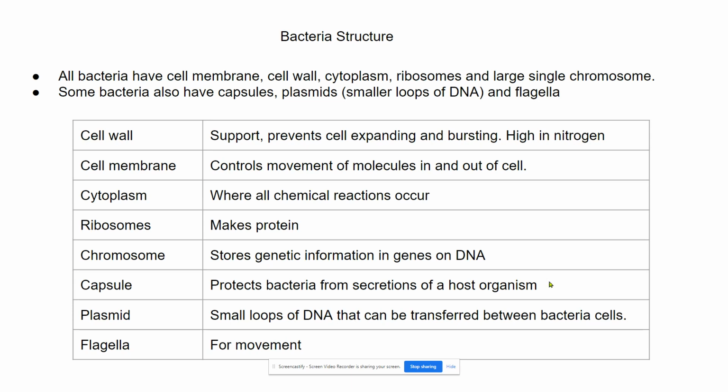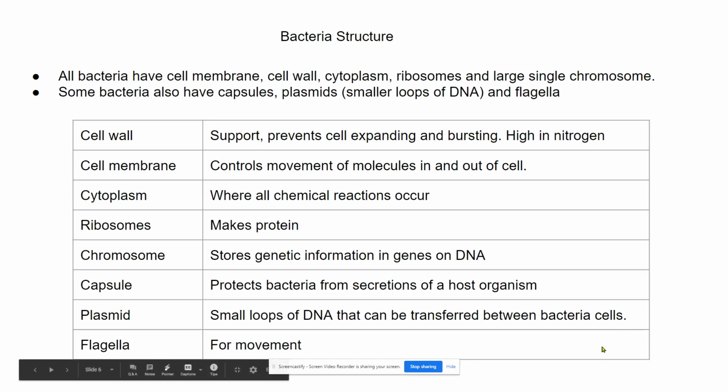The plasmids are small loops of DNA found in bacteria. They're incredibly important when it comes to studying genetic engineering. And the flagella, as we said, are for movement.